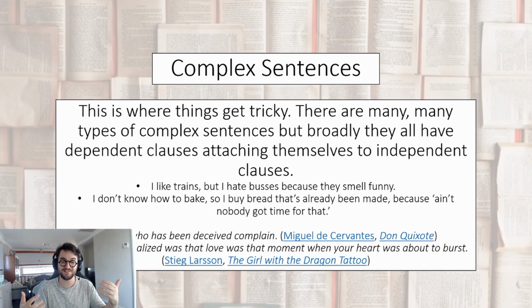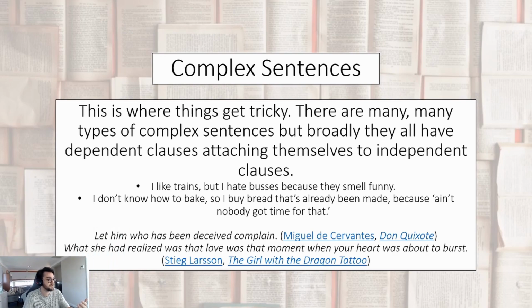So, some examples from texts. "Let him who has been deceived complain." That is actually a complex sentence, and most people get confused with this kind because it doesn't have commas in it, right? It is still a complex sentence, because if we break this down a little bit, I can see my camera's in the way. Let me make myself smaller. So, "let him who has been deceived complain." Now, if we took out "let him who has been deceived," that would stand alone as a simple sentence, right?